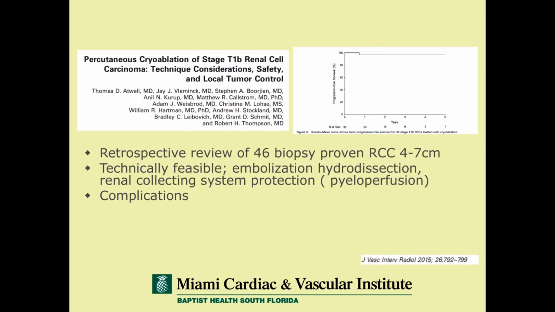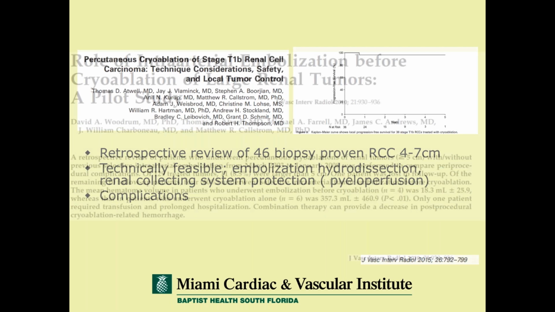Again, they start looking at these lesions, 4 to 7 centimeters. And in these particular cases, they recommend some hydrodissection. Sometimes you have to do renal collecting system protection, again, just because of the size of these lesions.